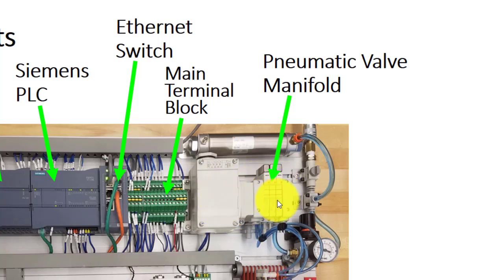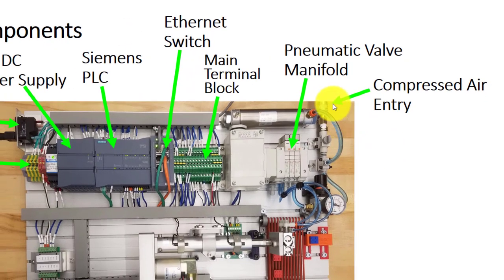So there are 3 pneumatic valves. 2 of the 3 are used, and one is there as a spare for future expansion. One is for the linear actuator and one for the gripper. There's an entry port for the compressed air and a manual valve that can be used to turn that off.